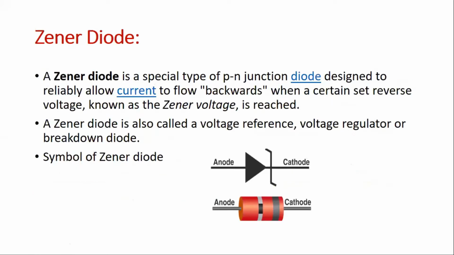Now let me start with the first diode, that is the Zener diode. A Zener diode is particularly a PN junction diode, designed reliably to allow current in the backward direction when a certain set reverse voltage, which is called the Zener voltage, is reached. Based on the set voltage, we can also call them voltage reference, voltage regulator, or even breakdown diode. You can see here the actual diode and its symbol.